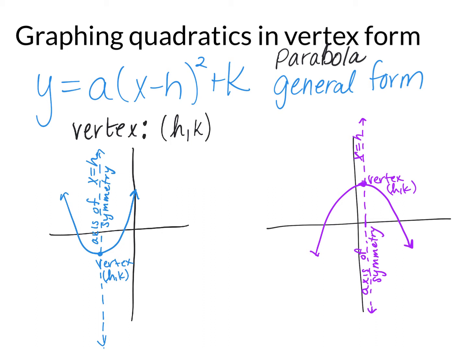Okay, we have this point. Would you call this point here a maximum or a minimum? Yeah, this is a maximum, the highest point. The maximum is actually k. And what would you call this one? The minimum is k.